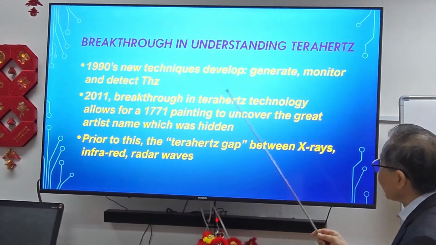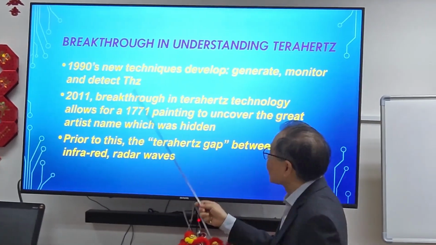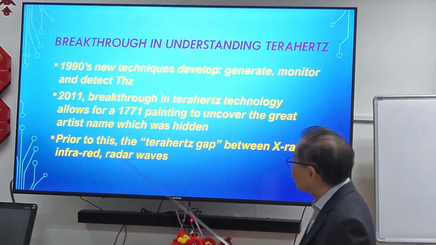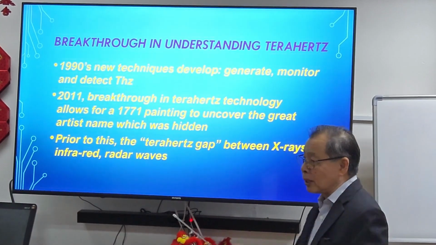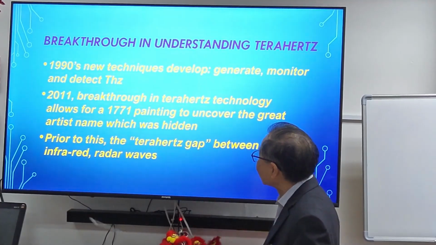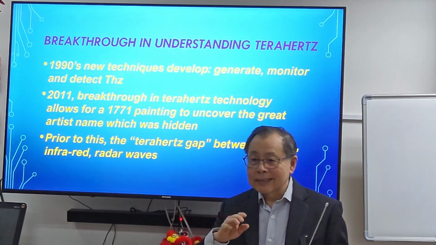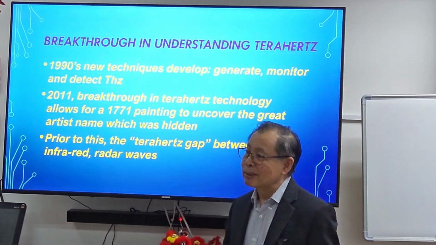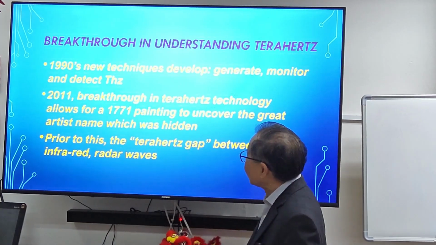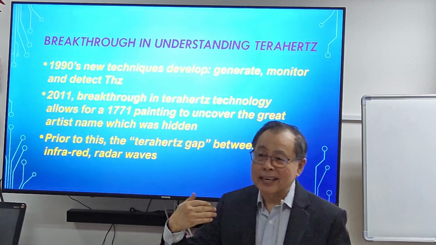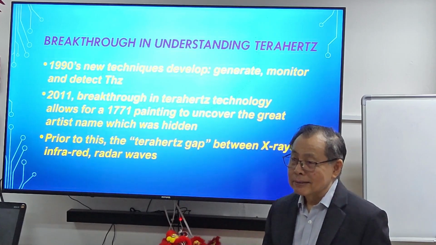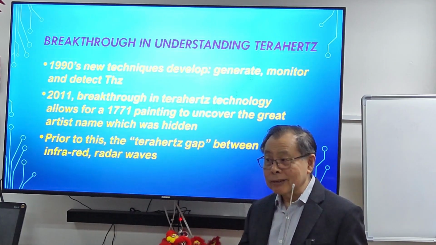So the breakthrough, as far as TeraHertz is concerned, came in the 1990s, when we developed ways and means of studying TeraHertz that were not available before. And it was used to look at a painting that was very old, from the 18th century. Okay? And in the past, canvas for painting were not easily available, so people tend to paint over older paintings. So when they shine on it, they can see the older painting that was there. And not only that, but they can also see the name of the artist. So now this technique is being used in archaeology, right?